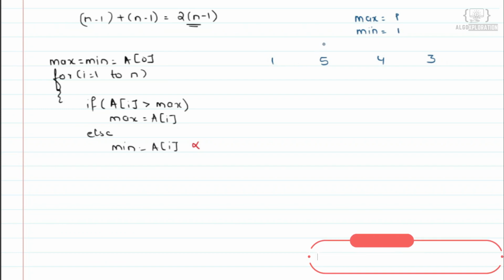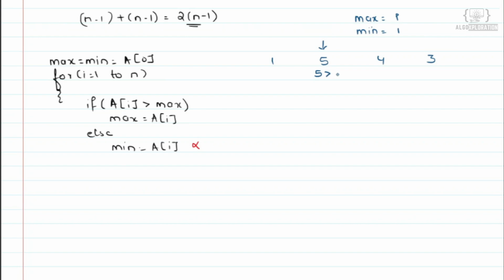Now let's start comparing by the second index, that is 5. Is 5 greater than the maximum, that is 1? Yes, it is. So we will update the max, that is 5. Now here the i will be at the third index, that is 4. Whether 4 is greater than 5?